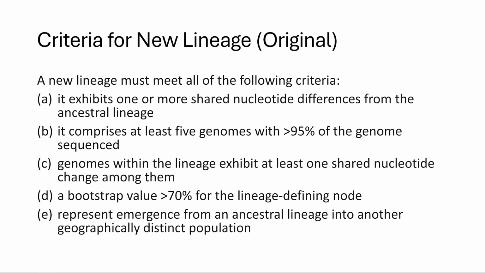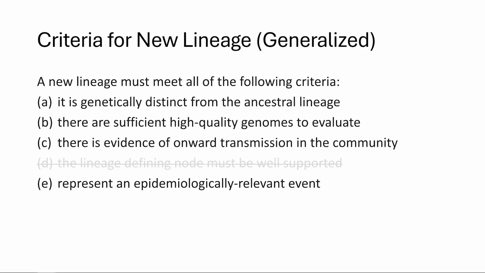We dropped the bootstrap value criteria when we started moving to maximum parsimony. And in practice, we sometimes did allow a little relaxation of these rules. For example, by designating a lineage before we had met these criteria. And as time went on, we allowed more epidemiological events instead of just geography.